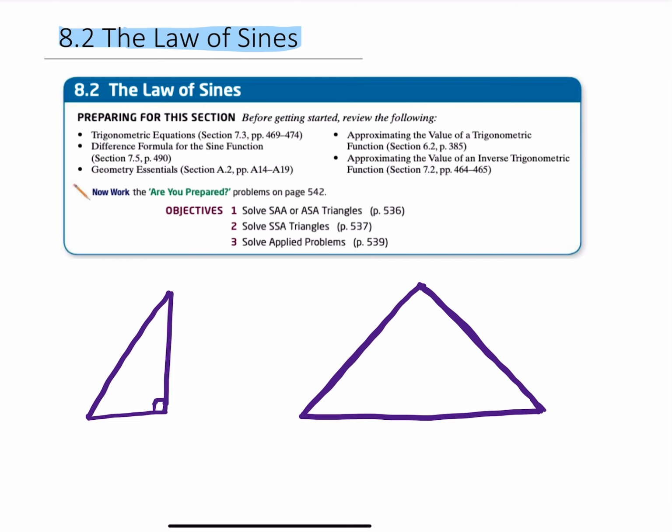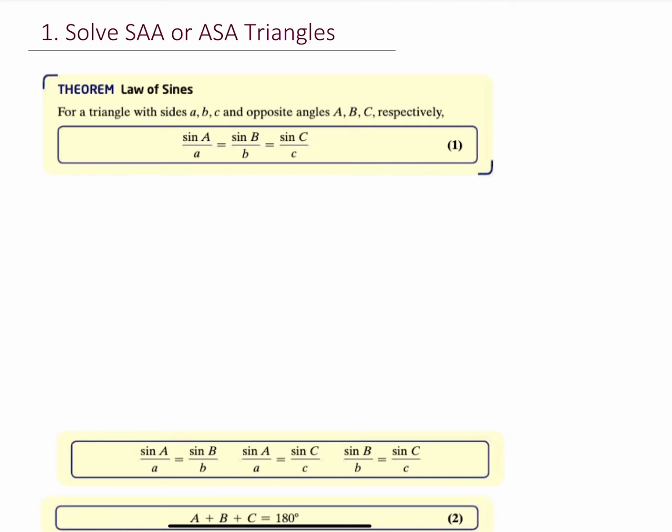So let's take a look at what we'll define as the law of sines. So we have this statement here. For a triangle with side lengths A, B, and C, and opposite angles A, B, and C, respectively, we can say the sine of angle A divided by side length A equals the sine of angle B divided by side length B, which is also equal to the sine of angle C divided by the side length of C.